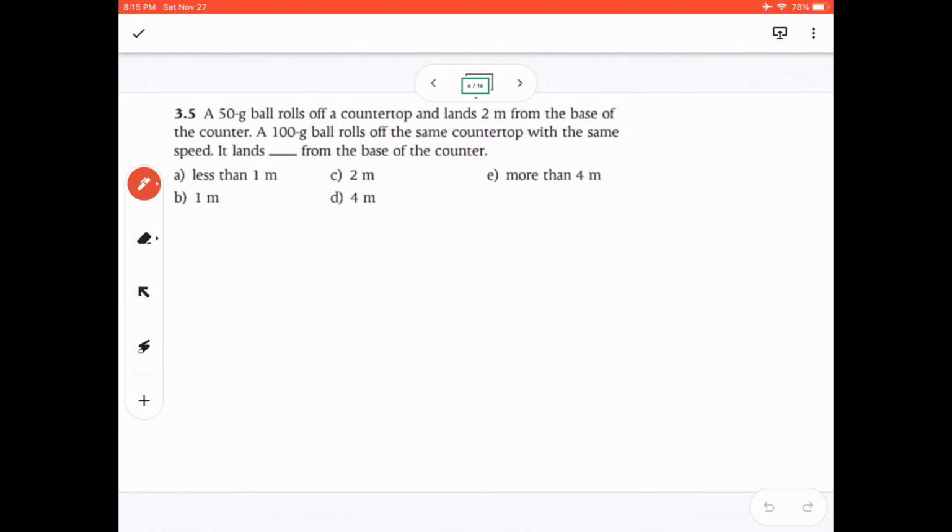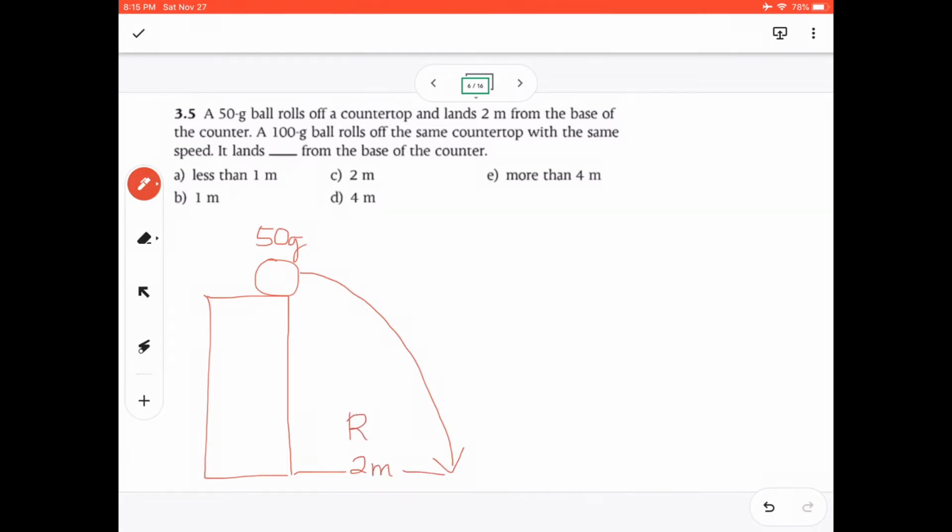Question 5. A 50-gram ball rolls off a countertop and lands 2 meters from the base of the counter. A 100-gram ball rolls off the same countertop with the same speed. It lands blank from the base of the counter. So there are two situations over here. First one is the 50-gram ball. It rolls off the countertop, the initial vertical velocity is 0, and then it reaches 2 meters away from the countertop.